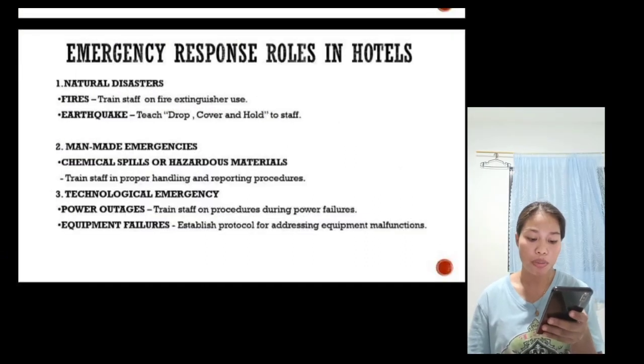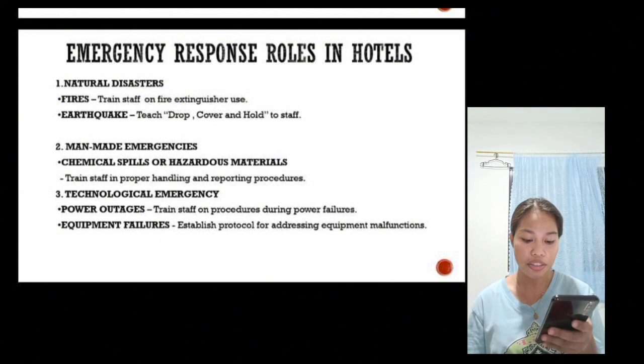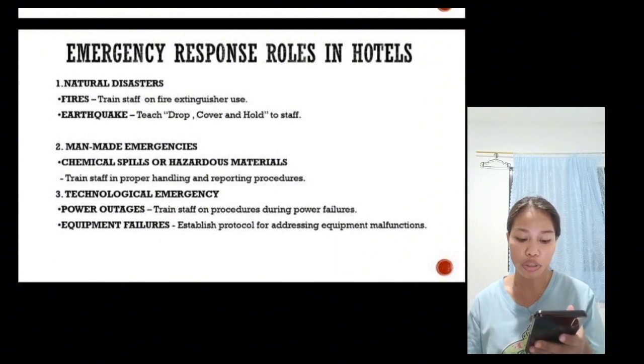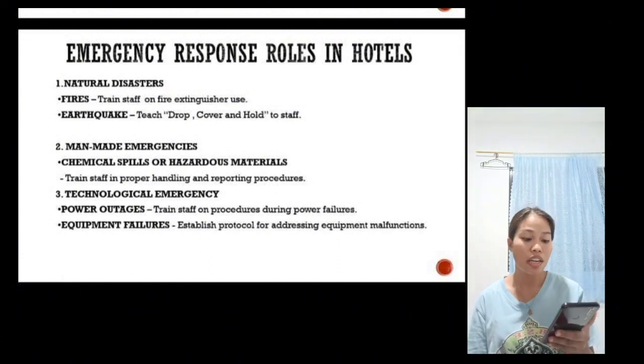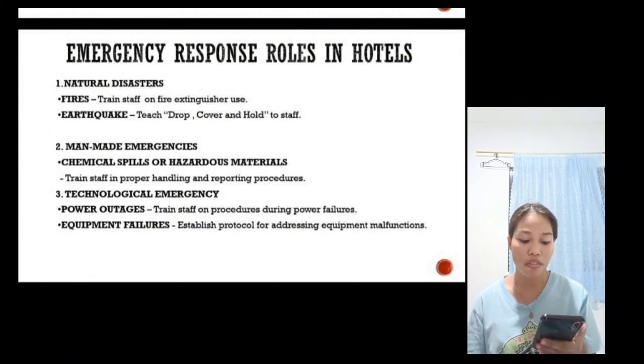So, emergency response rules in hotels. First, in natural disasters, there are fires. Train staff on fire extinguisher use. And for earthquakes, teach drop, cover, and hold to staff. Training staff on fire extinguisher use enhances their ability to respond promptly and effectively to fires, while teaching the drop, cover, and hold technique during earthquakes ensures a safer response and reduces the risk of injuries.